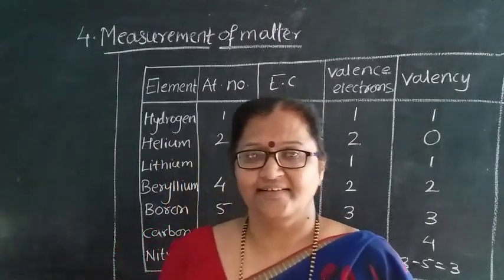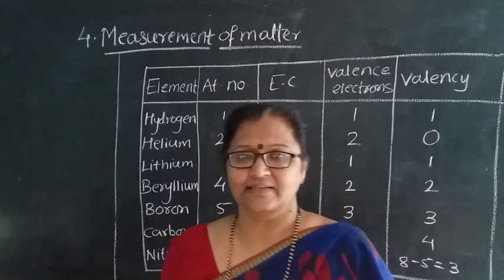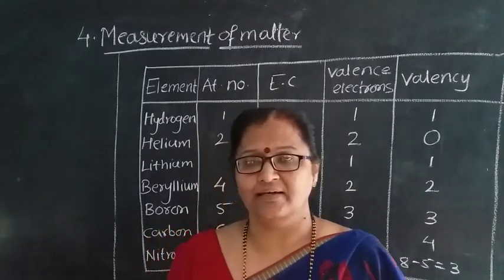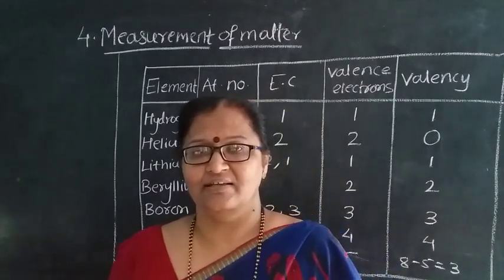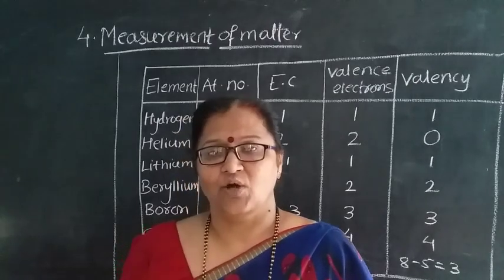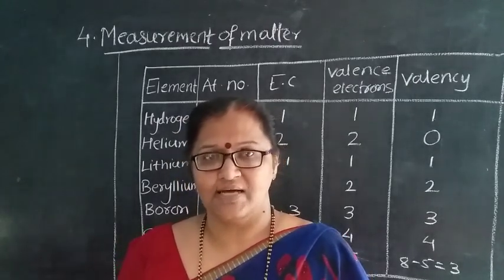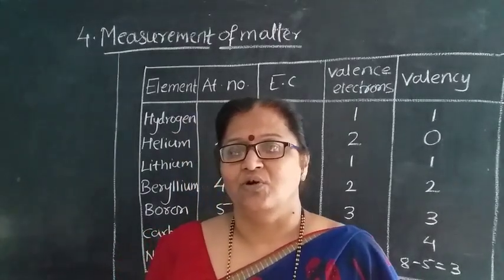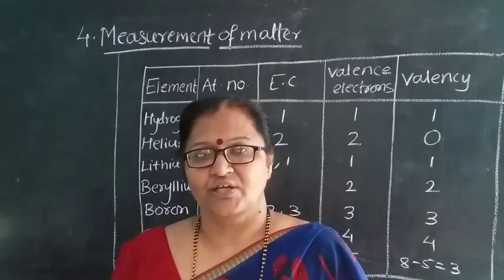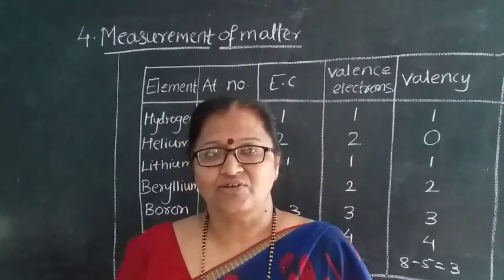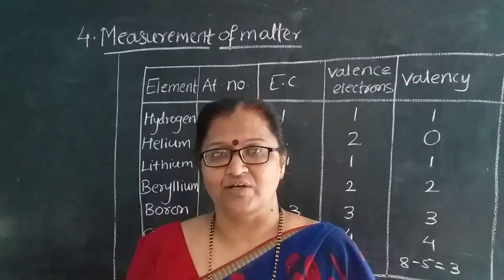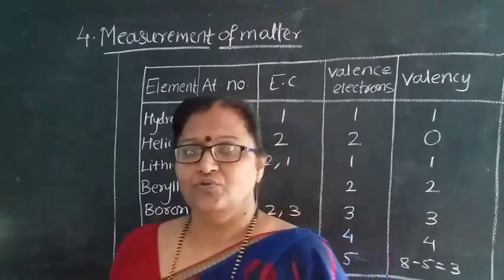We have started lesson number 4, that is measurement of matter. In that we have studied various laws, then atomic mass and molecular mass. Now we are going to see the electronic configuration. Electronic configuration means what? First, how are we going to do it?